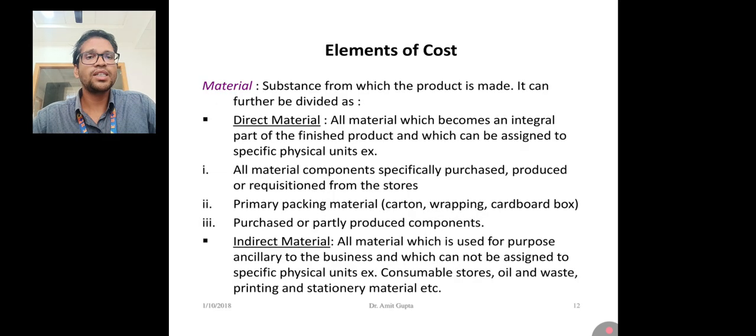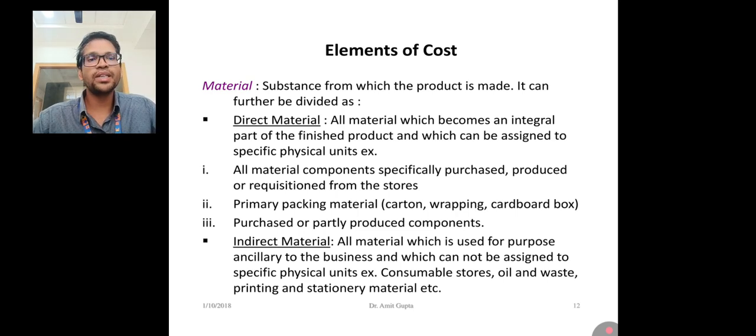Then next we discuss the elements of cost. The first point is direct material: all the material which becomes an integral part of the finished product and which can be assigned to a specific physical unit. All the material components specially purchased, produced or reconstructed for the stores. Primary packing material like cartons, wrapping, cardboard boxes. Then purchased or partly produced components.